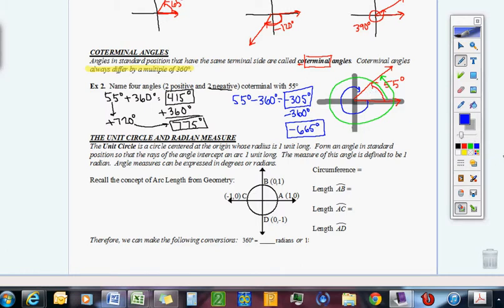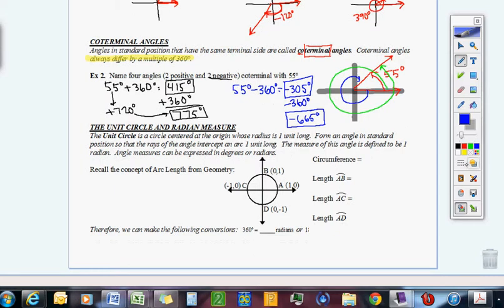Moving on to the third learning target, we have to review some geometry. In this case, I've created a unit circle. A unit circle has a radius equal to 1. So you can see with all these ordered pairs here that the radius is equal to 1. Now, it says the unit circle is centered at the origin whose radius is 1 unit long. Form an angle in standard position so that the rays of the angle intercept an arc 1 unit long.